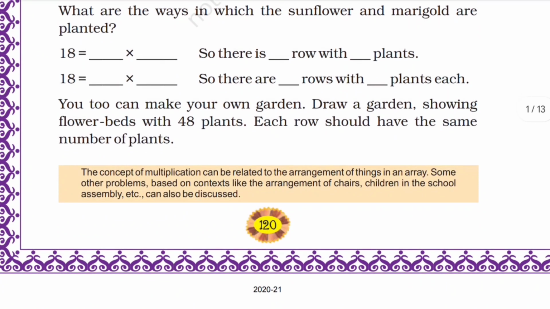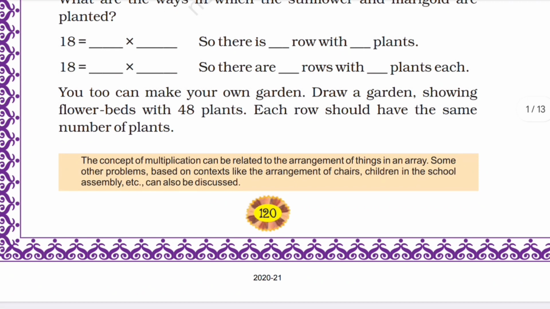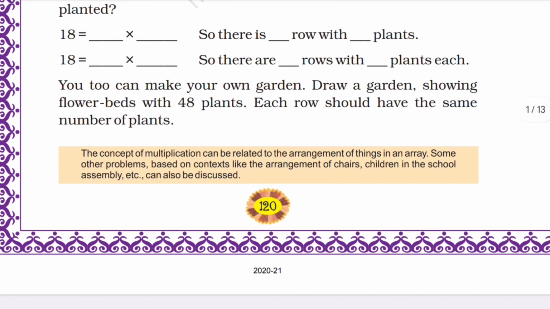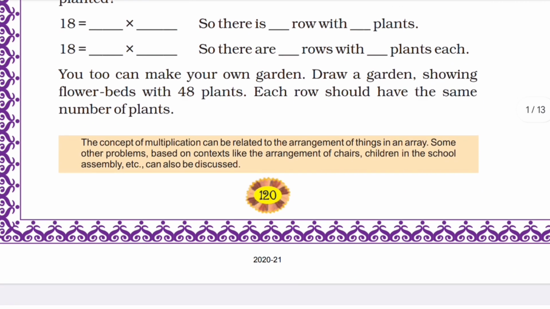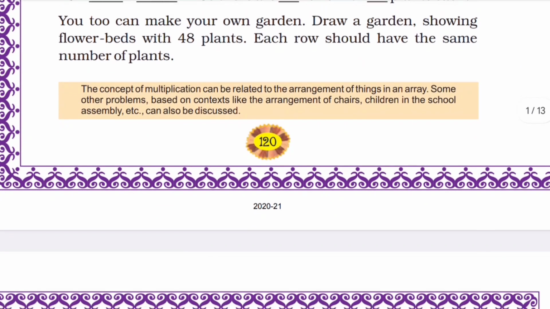You too can make your own garden. Draw a garden showing flower beds with 48 plants. Each row should have the same number of plants.